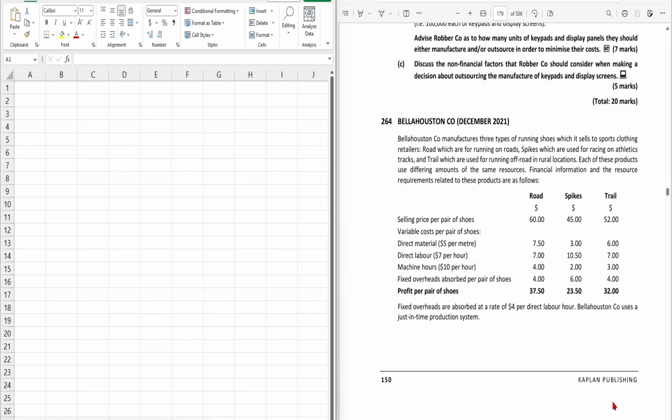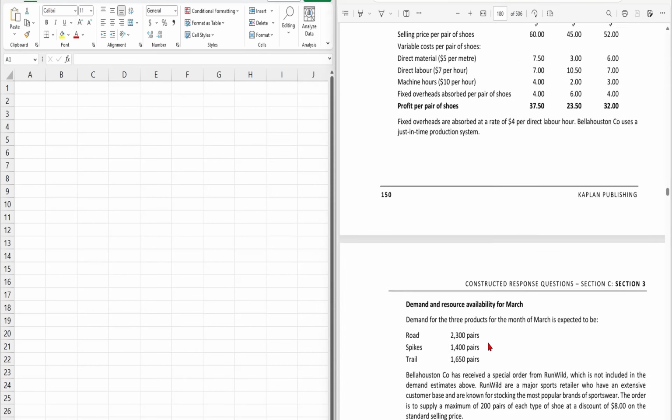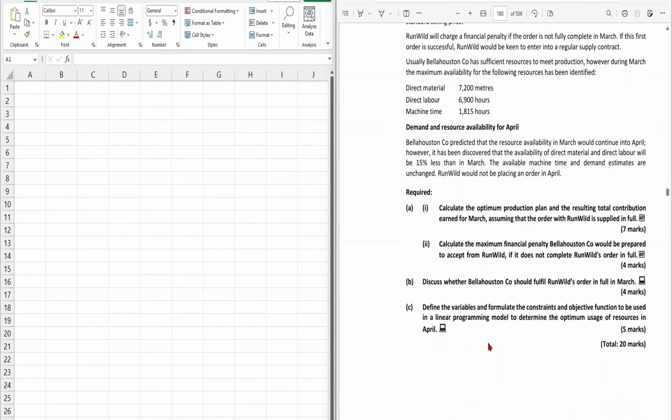So before reading the background, let's have a look at what the question is asking us. First is to calculate the optimum production plan and the resulting total contribution earned for March, assuming that the Runwild order is supplied in full. So they are asking for the optimal production plan along with the contribution that we have earned.